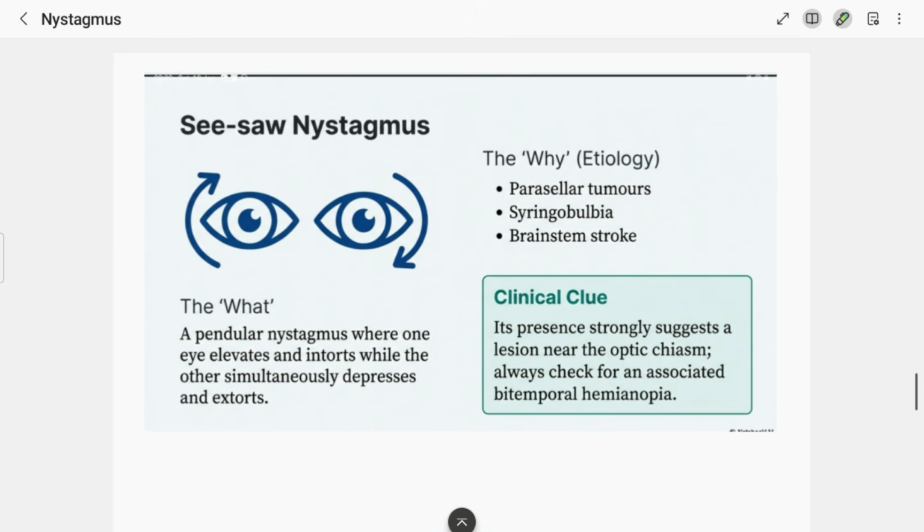What happens here is that it is a pendular nystagmus, that is, equal velocity in both directions, and one eye elevates and intorts while the other eye depresses and extorts. Now this occurs simultaneously, like a seesaw movement. That's called seesaw nystagmus. It can occur due to parasellar tumors, syringobulbia, and brainstem stroke. Also, you have to check for bitemporal hemianopia in case of seesaw nystagmus.